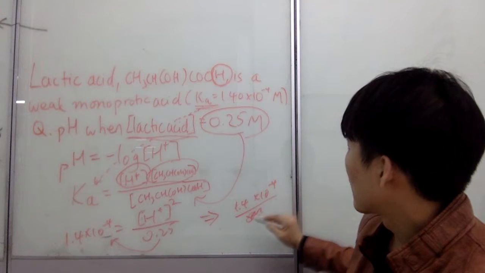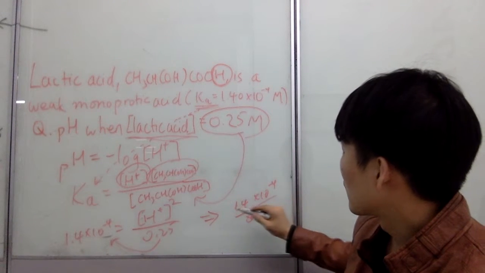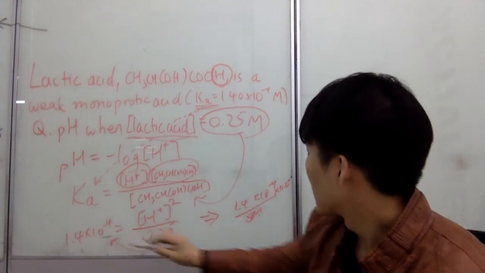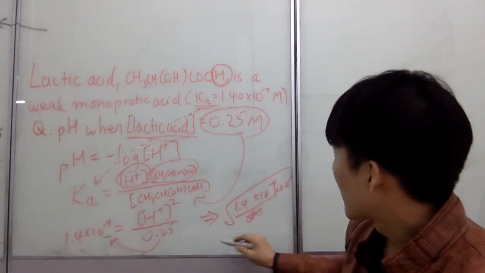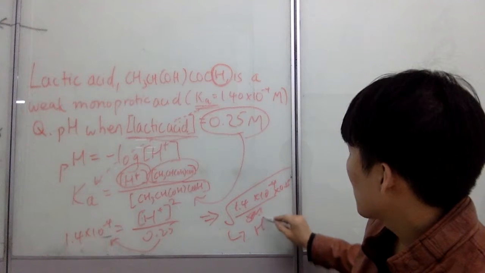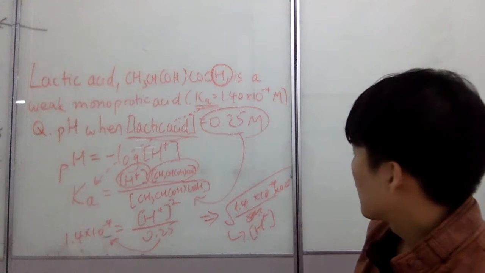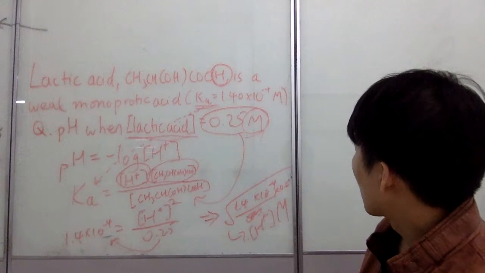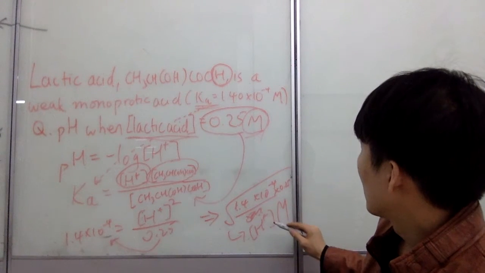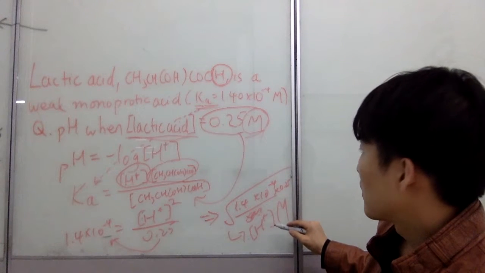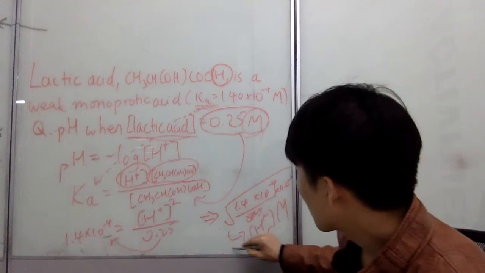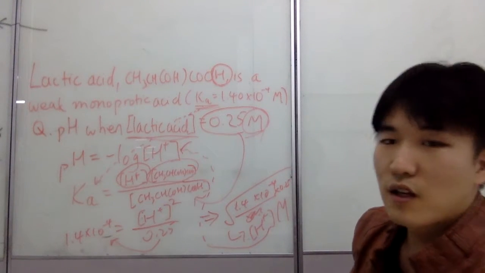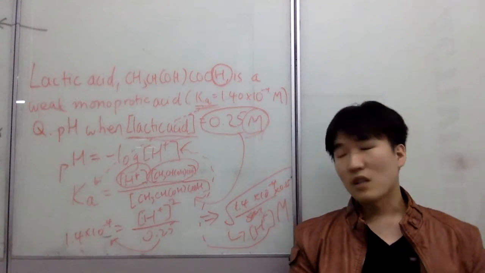Sorry. To get that off, we need to times it by 0.25, and then square root that. That's going to give us the H plus concentration, in our big M unit, moles per decimeter cubed. And then we put that into the original pH equation to get our pH.